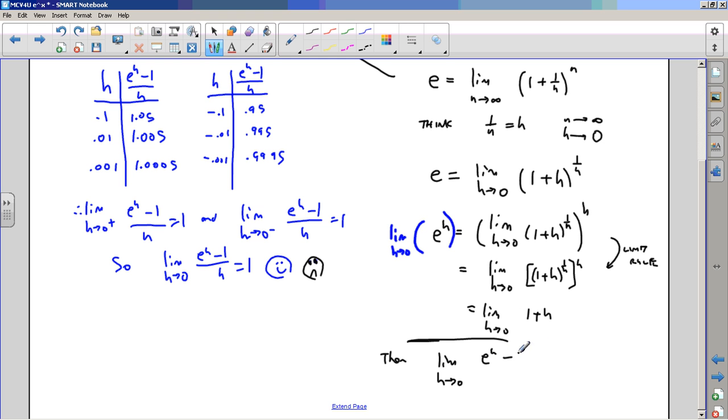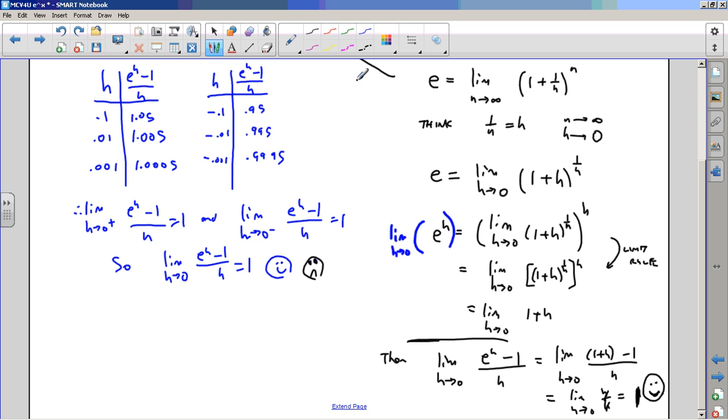Then e to the h minus 1. This is what we're interested in. Well, what's this thing equal to? That thing's equal to this thing. E to the h is equal to 1 plus h. These two things are the same. Equals the limit as h tends to 0 of 1 plus h minus 1 over h. Well, that's the limit as h tends to 0 of h over h. Those cancel, which is 1. And even the rigorous face is happy.